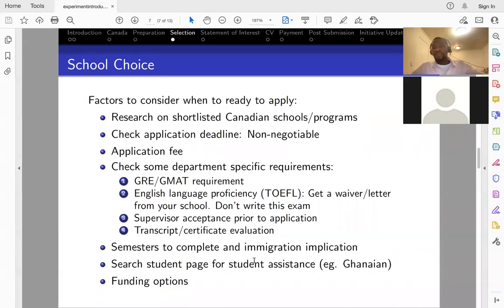Search for students that you think might be connected to you in one way or the other. As I mentioned earlier, you can go to the student page and search for the student. And at SFU, you can see the likes of Samuel, Dennis, Richmond. These are people that you can easily connect to.